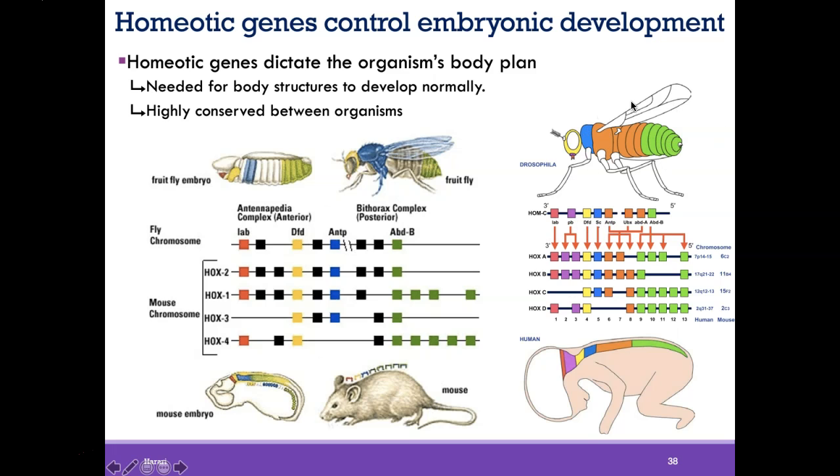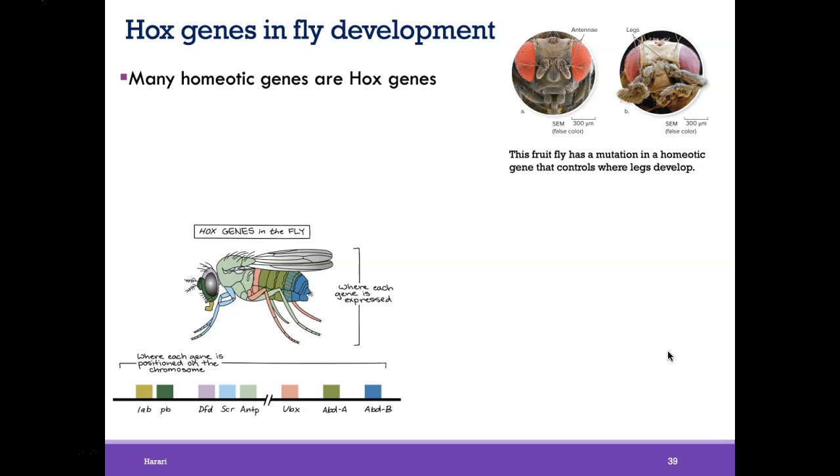Similarly, there's an overlap between the fruit fly body plan and the human body plan. So all of these genes on a fly specify the position of head, thorax, tail. And we have very similar genes on our chromosomes in humans that specify where the head should be, where the lumbar region should be, etc. So these are called homeotic genes. Many homeotic genes that control body plan are called Hox genes.